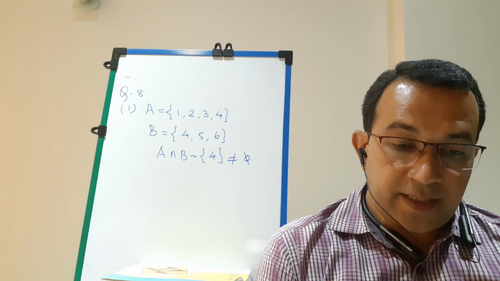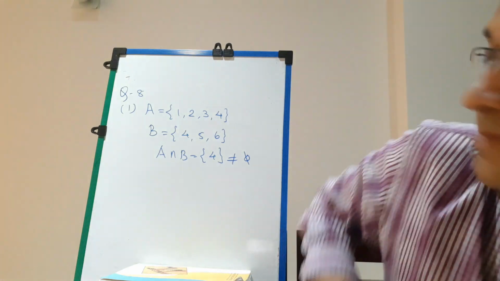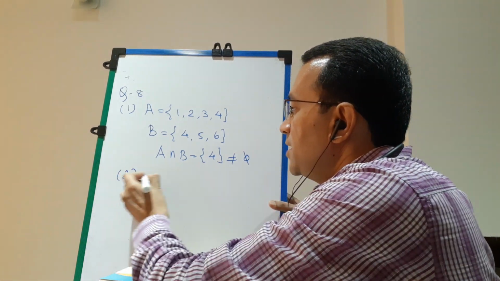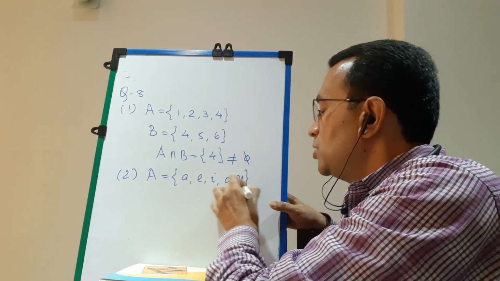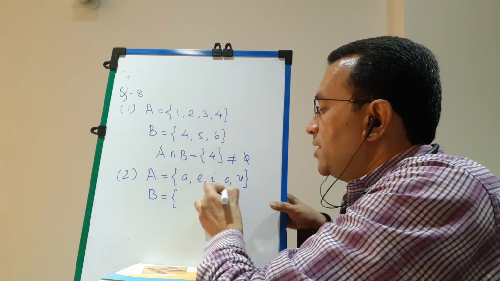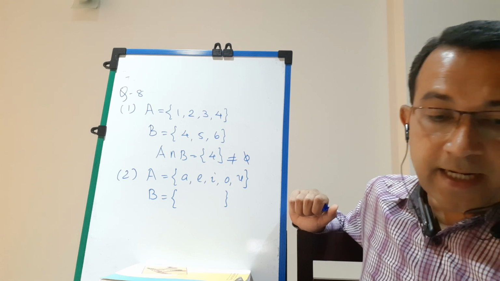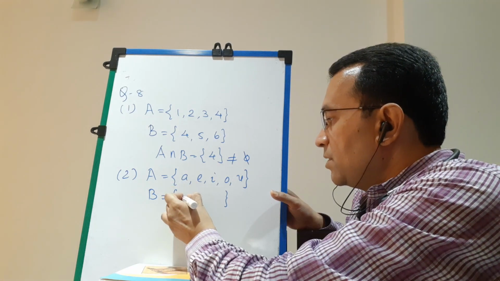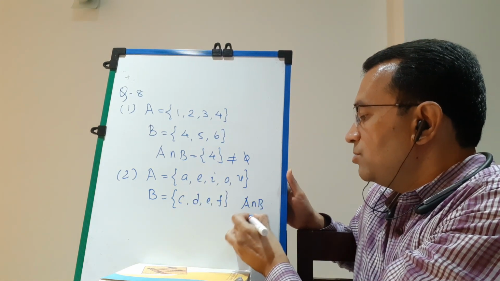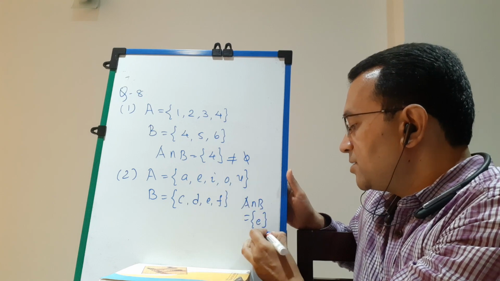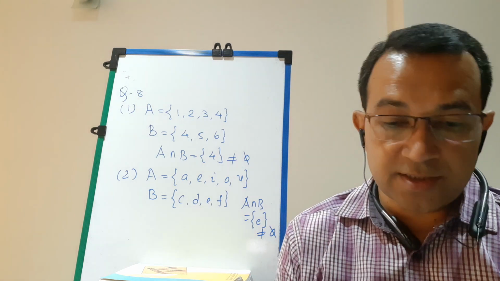Then, students, the second pair: set A is A, E, I, O, U, all the vowels in the English alphabet. Set A is equal to the set of elements A, E, I, O, U, and set B is the set of elements C, D, E and F. We can say that A intersection B will be the singleton set {E}, still not equal to the null set. So this pair is also not disjoint.